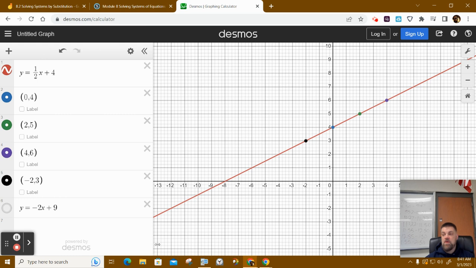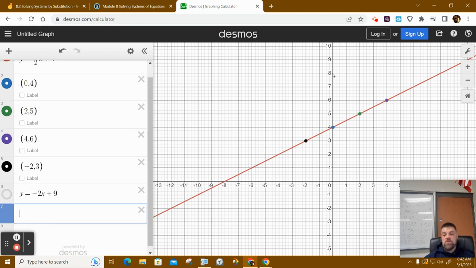I'm going to point to some kids and I want you to tell me. What's this number here? 9. Where does this graph cross the y-axis? On 9. Every time. Every time. So it's going to cross right here at 9.